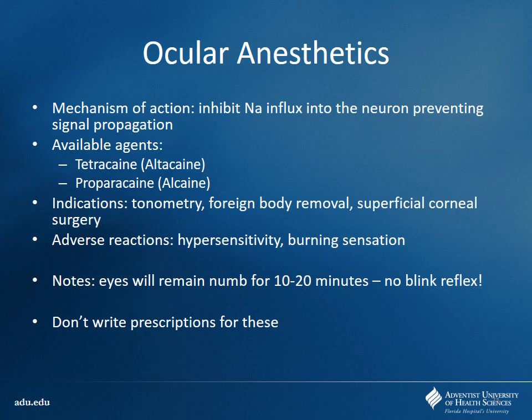So tetracaine and proparacaine are the two big ones you'll see used ophthalmically. You can utilize them for things like foreign body removal, superficial corneal surgery, tonometry, anything where you need to manipulate the eye. Tonometry is where you're actually testing the pressure in the eye. This is where you blow a big puff of air in their eye and see what the pressure is.